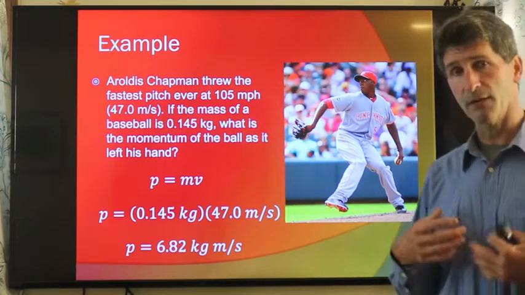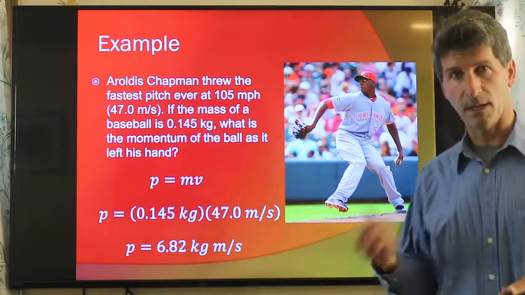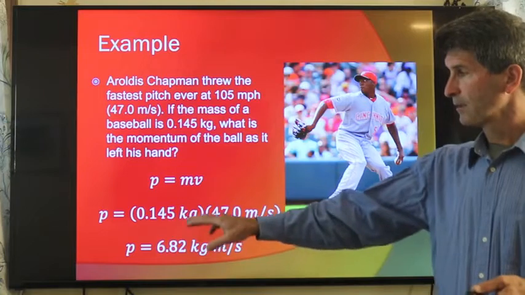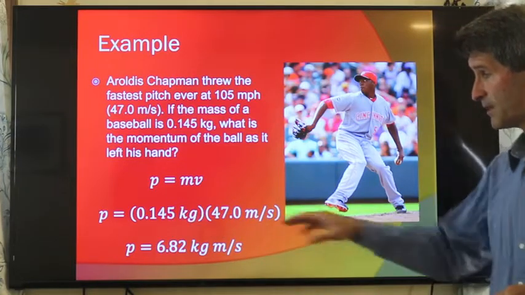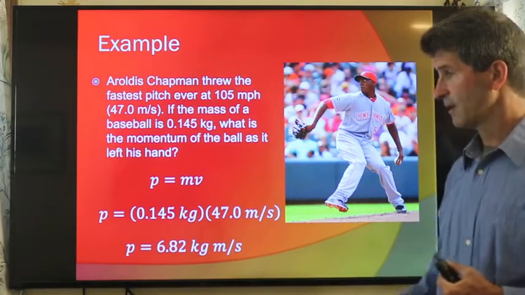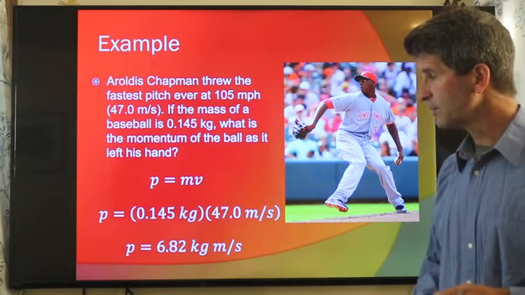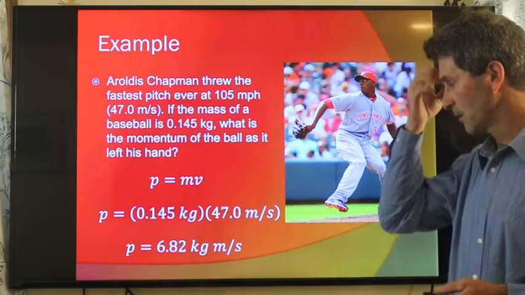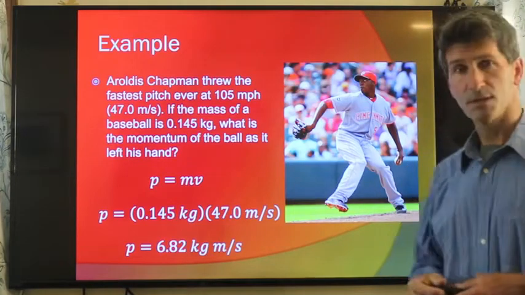Now here we're taking a very low mass object and we're multiplying it by a fairly good velocity. Small mass, high velocity, and we see that this momentum really doesn't compare to the momentum that a person would have at a much lower speed. 6.82 kilogram meters per second, or 6.82 newton seconds.